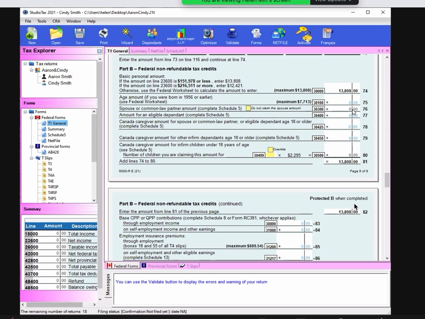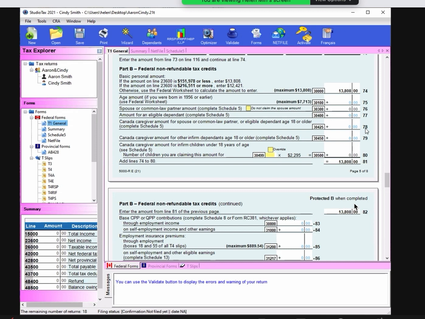Can anybody tell me why? I cannot put the 78. Line 78 is the Canada caregiver amount for spouse and eligible dependent. I cannot put the 78. I want to put the 79. I can put 79. Why can I not put the 78? I want to ask.